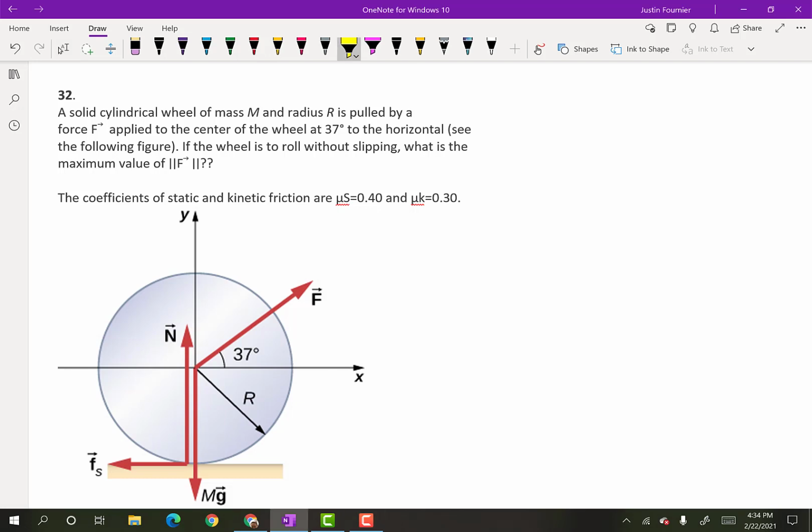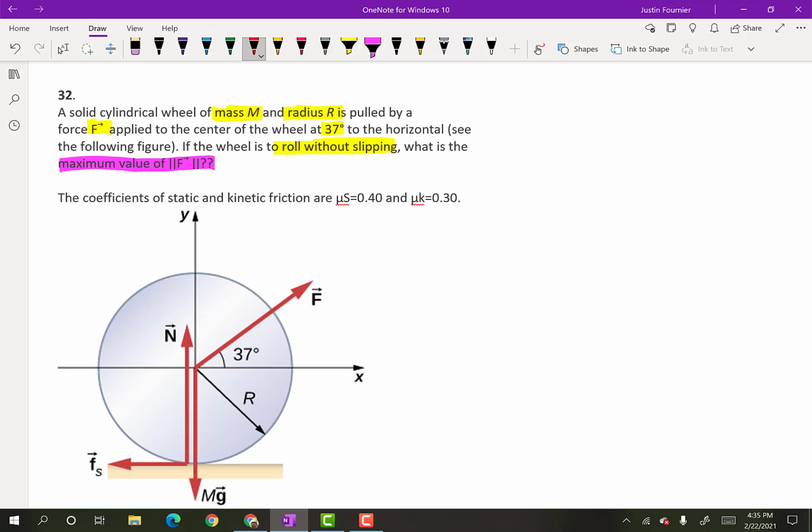So it says a solid cylindrical wheel of mass m and radius r. So we've got a cylinder, basically a disc, applied to the center of the wheel at 37 degrees. There must be a 3, 4, 5 triangle in there somewhere, but I tend to just go with my trigonometric functions, sine and cosine. Anyway, here we go. So force F at 37 degrees to the horizontal. See the following figure. They gave me a force diagram and everything already. I am going to go kind of faster with this, so I apologize for that. But then it says if the wheel is to roll without slipping, what's the maximum value of the magnitude of F?